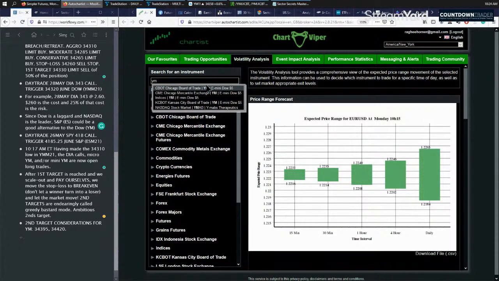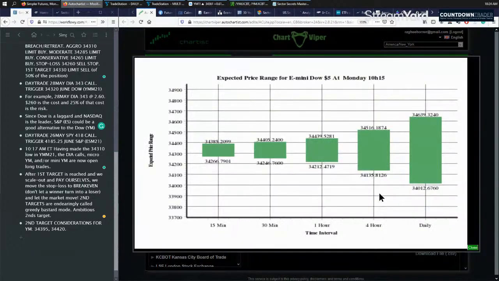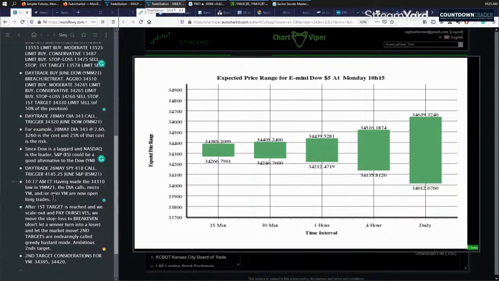So you can ask yourself, what does this market typically do? Right? What does this market typically do? And how do I place orders respecting that? I would not get any closer than this actually reads 34,266. I would not get any closer than that. That's the 15-minute expected price movement range volatility study. If you want to give it a little bit more latitude, 34,246.